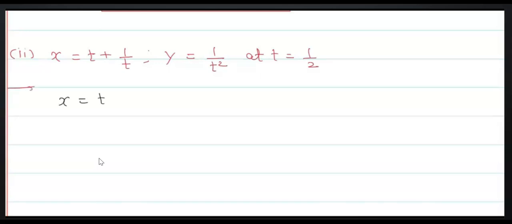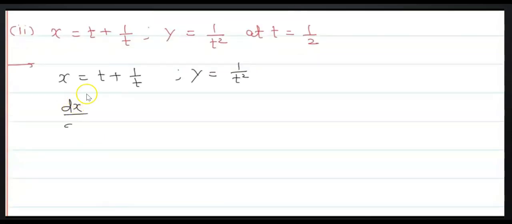Next, x is equal to t plus 1 upon t, and y is equal to 1 upon t square, at t is equal to 1 upon 2. Now differentiate this with respect to t. Derivative of t is 1 and derivative of 1 upon t is minus 1 upon t square.